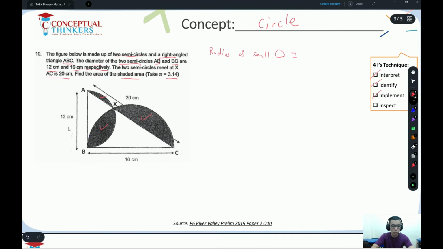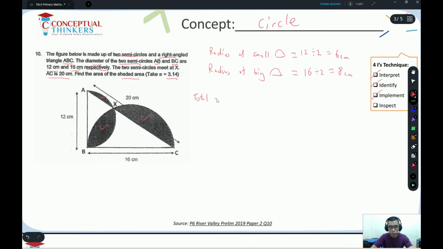So the radius of the small semicircle, this is the diameter, so we need to take 12 divided by 2. So I'm going to get 6 cm. Then we calculate the radius of the big semicircle, and this will be 16 divided by 2. I'm going to get 8 cm. Now with this, let's calculate the total area.